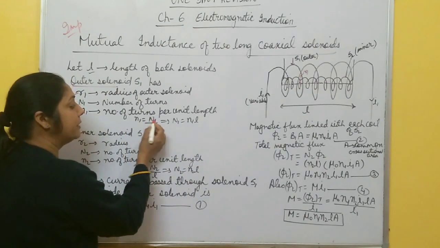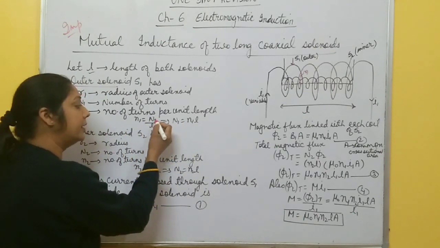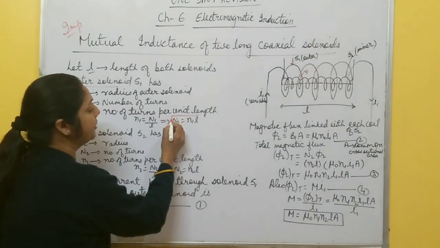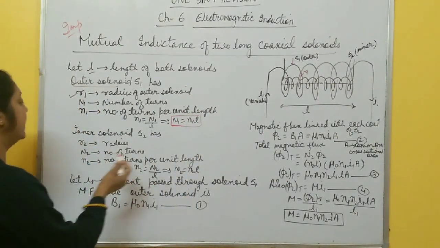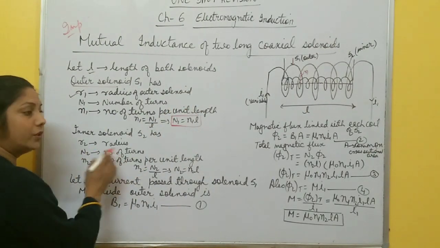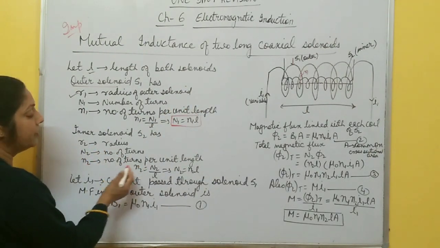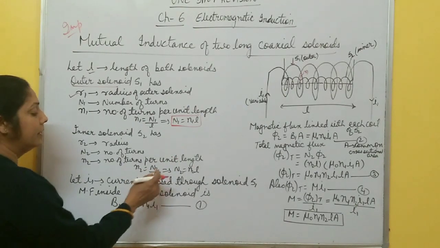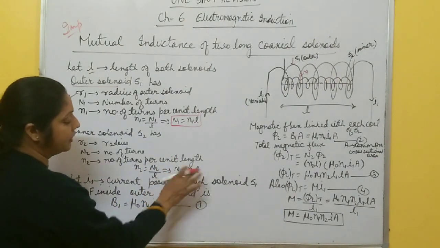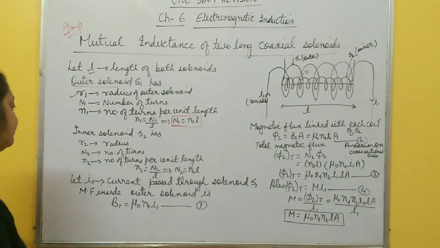So n1 is the number of turns per unit length. It means N1 by L, so that N1 becomes n1 into L, right? In the same way, inner solenoid S2 has radius R2, N2 number of turns, and small n2 number of turns per unit length. So n2 is capital N2 by L, and this N2 equals small n2 into L.